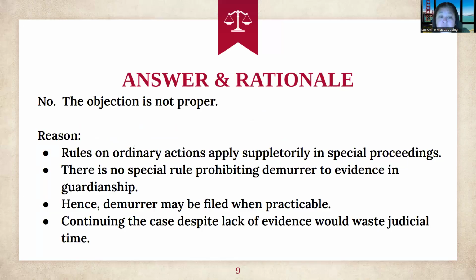So the answer is no. The objection is not proper. The rules on ordinary actions apply suppletorily in special proceedings unless there is a special rule to the contrary. Since there is no special rule on demurrer to evidence in guardianship proceedings, then the general rule on demurrer under Rule 33 applies. Allowing a demurrer helps avoid wasting judicial time when the petitioner's evidence is already insufficient. So yes, a demurrer to evidence may be properly filed in a special proceeding if practicable.